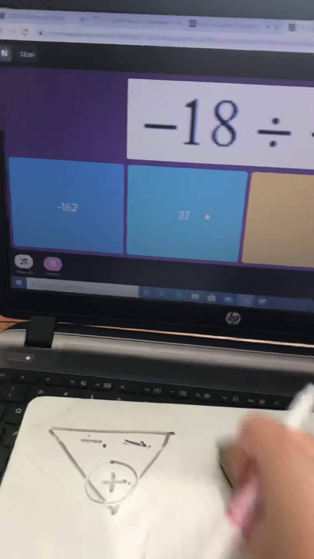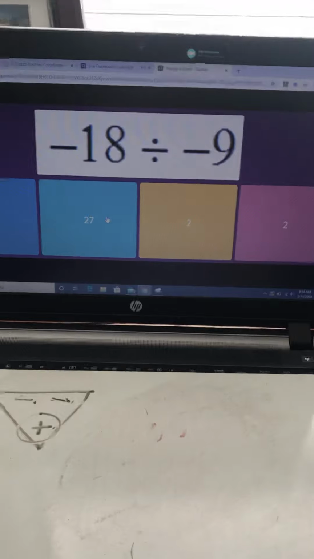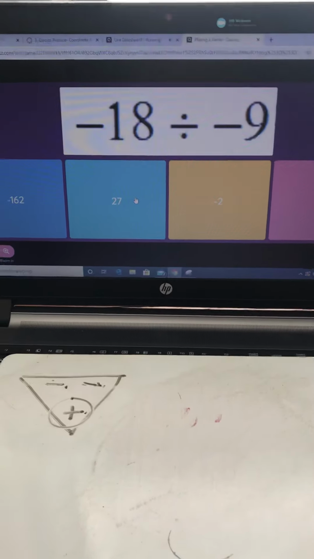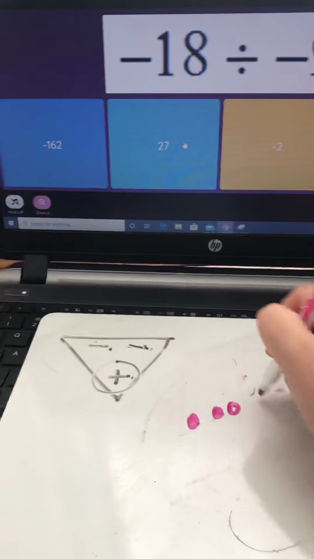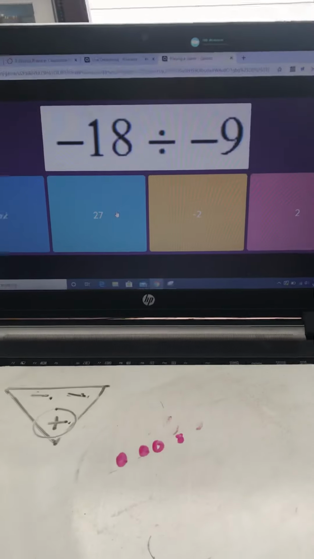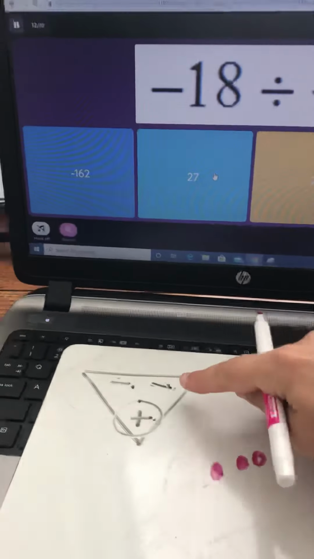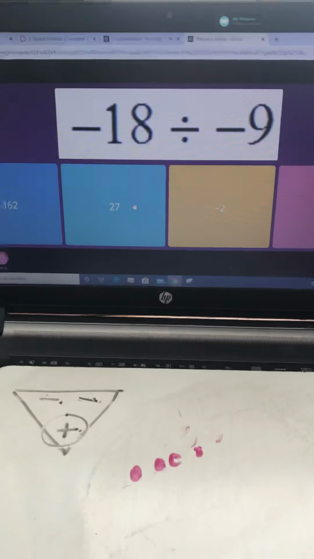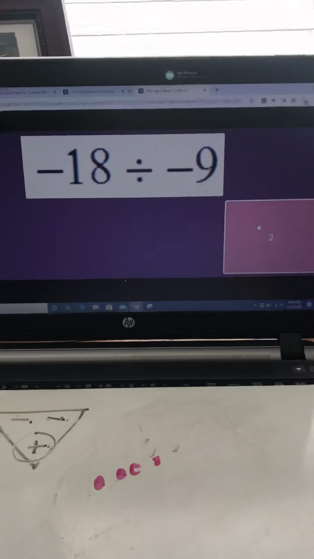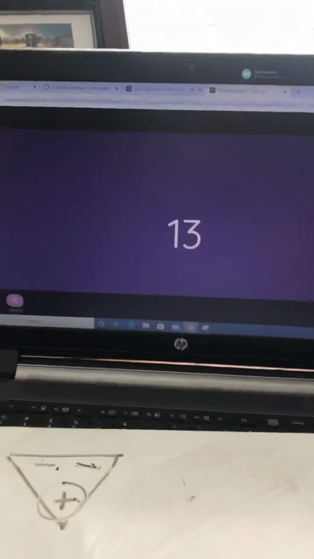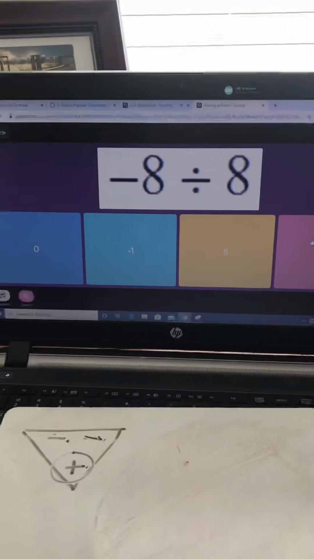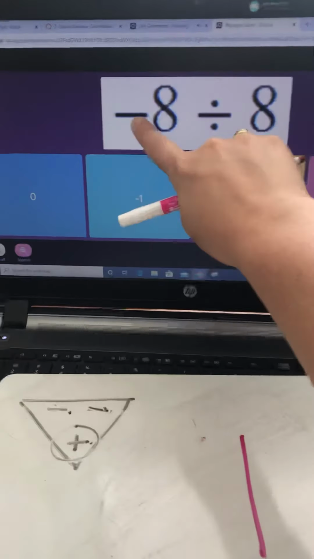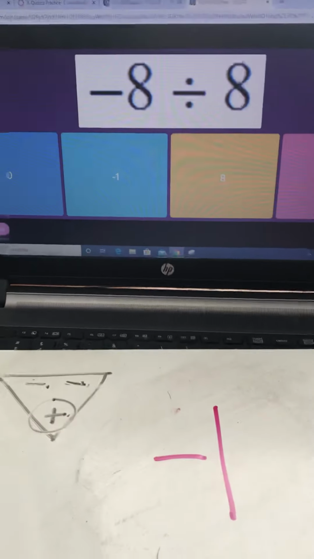Here we have some division questions. Negative 18 divided by negative 9, or we would have 18 of these red dots. We'd put them in 9 groups, and then the opposite of that. So here we have 2 negatives. Our quotient is going to be a positive number, and 18 divided by 9 is 2, so positive 2. Here we have negative 8 divided by 8. Well, I know 8 divided by 8 is 1, and that tells me the opposite of, so negative 1 is my quotient.